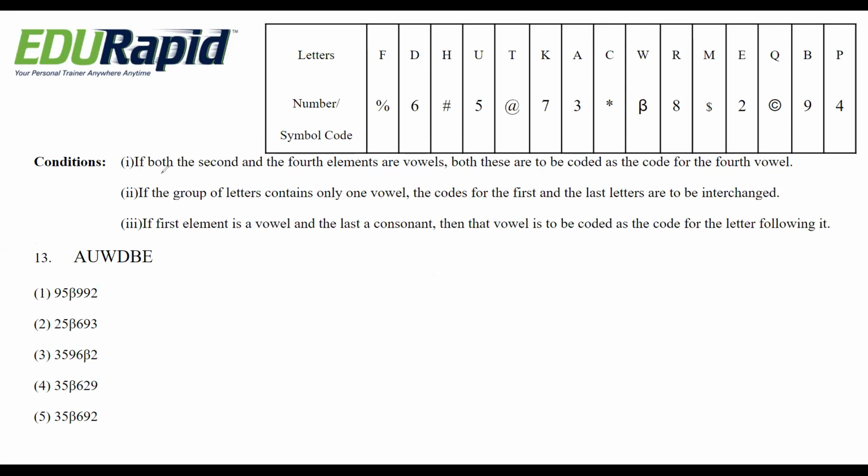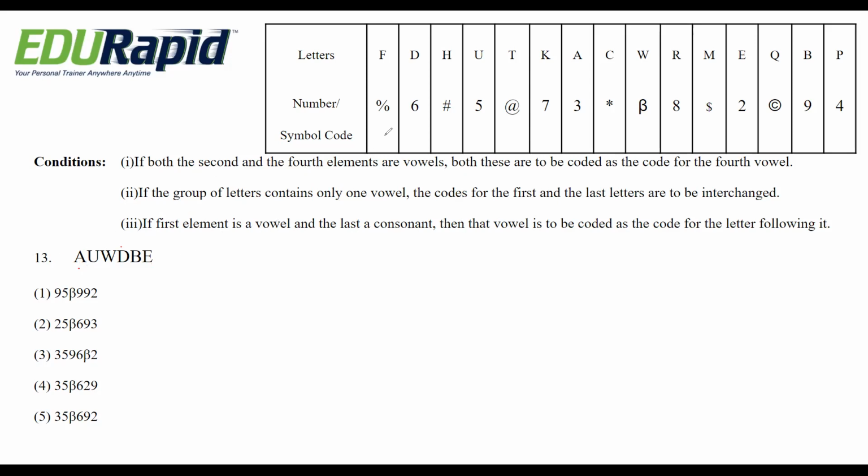Let me check with the first condition. If both the second and the fourth elements are vowels, no, the fourth one is not a vowel, it's a consonant because D is present. Second condition, if the group of letters contains only one vowel. No, here there are three vowels, A, U and E. Third condition, if the first element is a vowel and the last one is a consonant. This also does not follow because the first and last are both vowels. So for this, all three conditions do not follow.